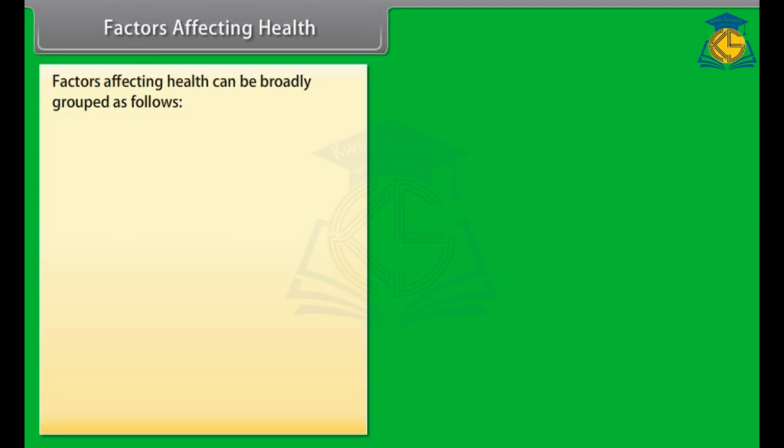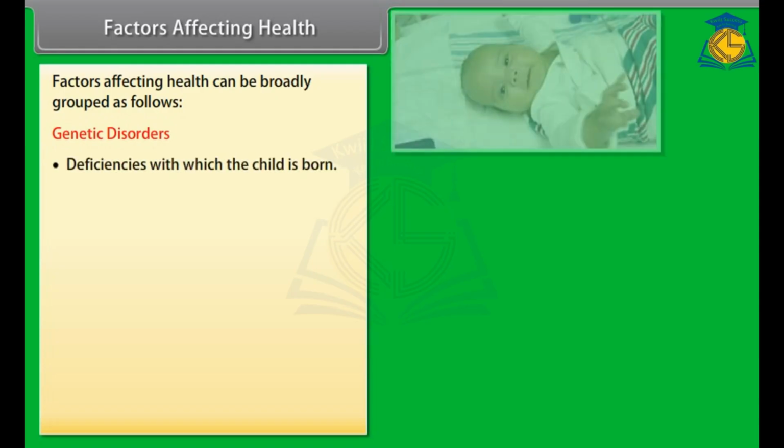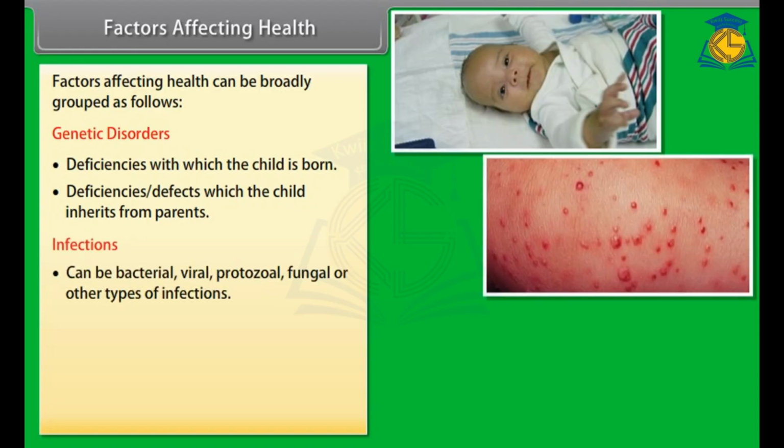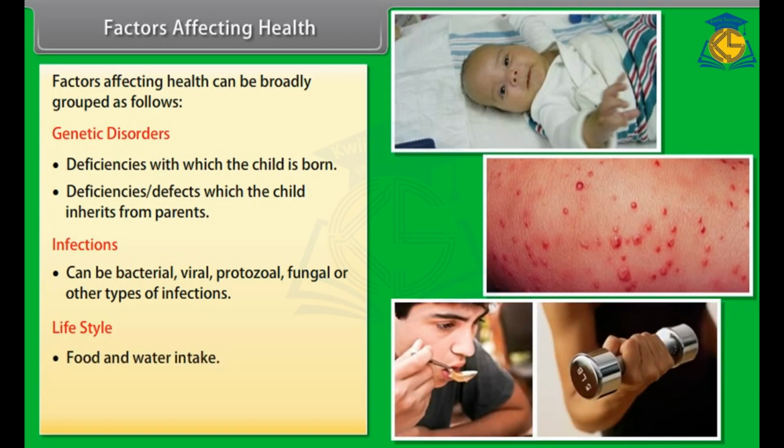Factors affecting health. Factors affecting health can be broadly grouped as follows. Genetic disorders: deficiencies with which the child is born, deficiencies and defects which the child inherits from parents. Infections: can be bacterial, viral, protozoal, fungal, or other types of infections. Lifestyle: food and water intake, exercise and rest pattern, other acquired habits.